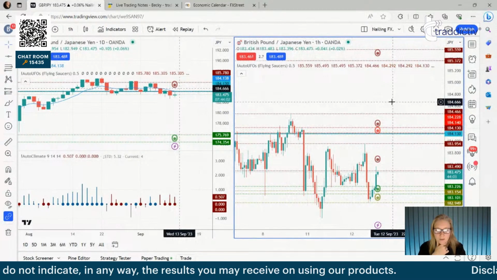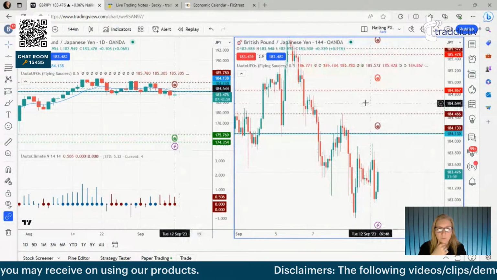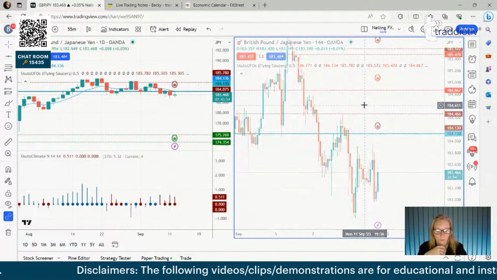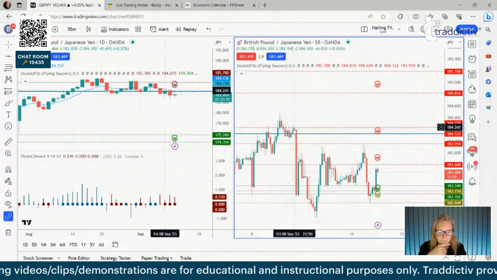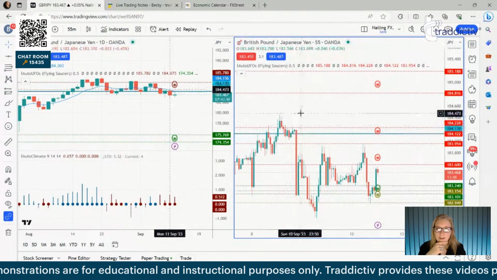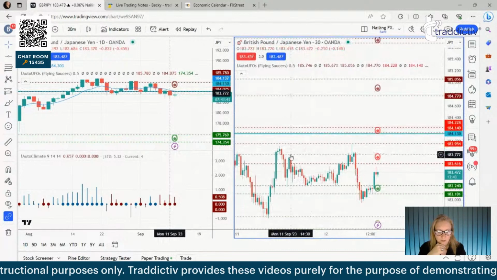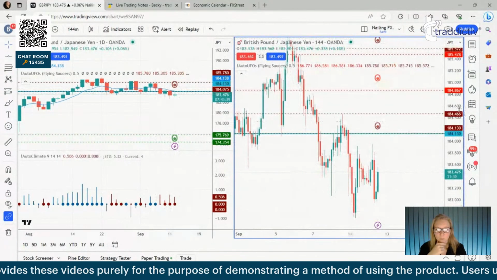So what I'm going to do is look at the 144 again. 184.46. It's the same area. So whether we take it on the 60 or the 144, we're looking at the same area. On the 55, it doesn't go up to the same level, so we'd be more likely to be stopped out. And then we'll have a look just quickly at the 30. Same situation there. Okay, so we're going to take the 144 minute.